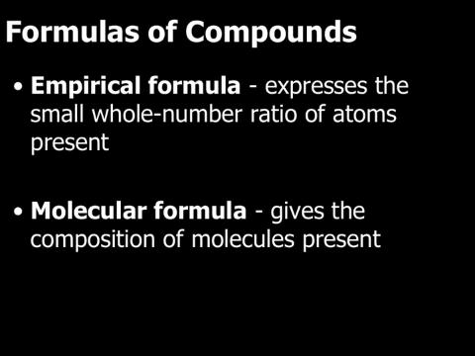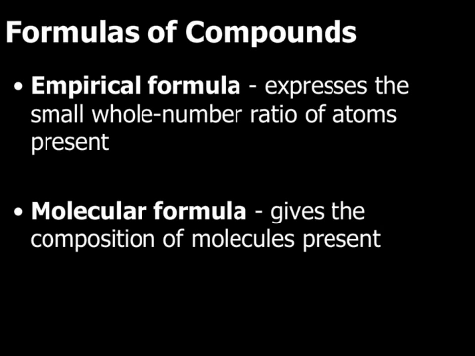So when we talk about the formula of a compound, there's two different terms we can use. First one is the empirical formula. This is the smallest whole number ratio of all the atoms that are present. Then the other type of formula we can look at is something called a molecular formula, which tells you the actual composition of the molecules present. So the molecular formula gives you the actual number of each of the atoms present.